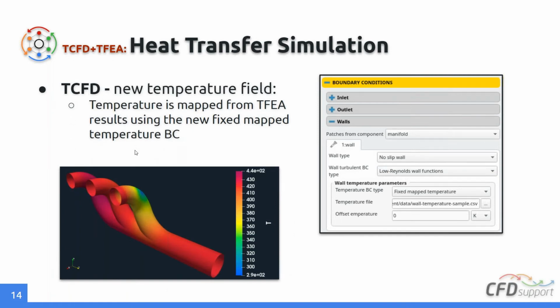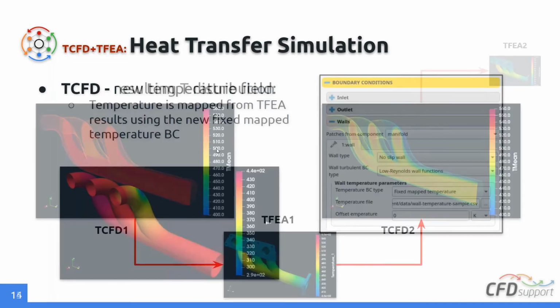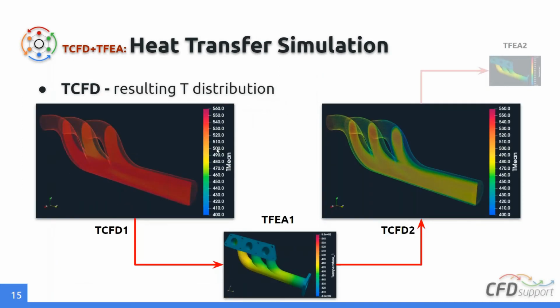So we take the CSV file, and in boundary condition we have a new boundary condition which is called fixed map temperature. We assign the given CSV file which includes the relevant data, and we can run the CFD simulation again.